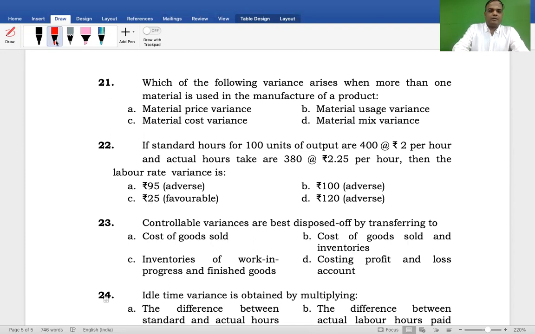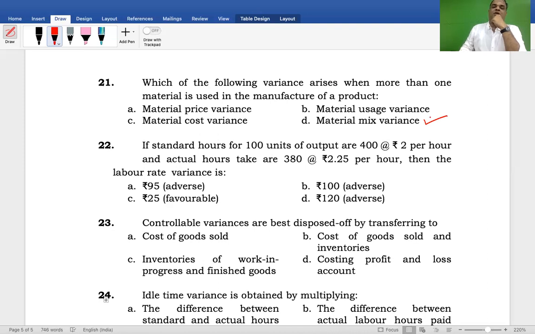Next. Which of the following variances arises when more than one material is used in the manufacturing of a product? Material price variance, material usage variance, material cost variance, material mix variance. Mix variance.